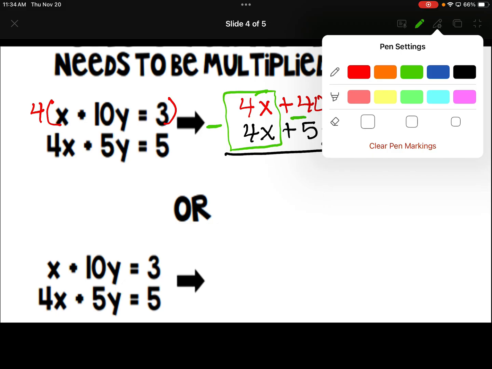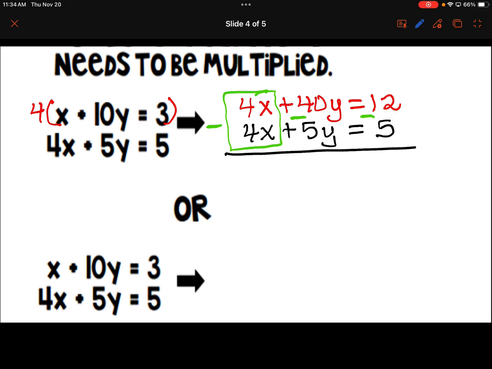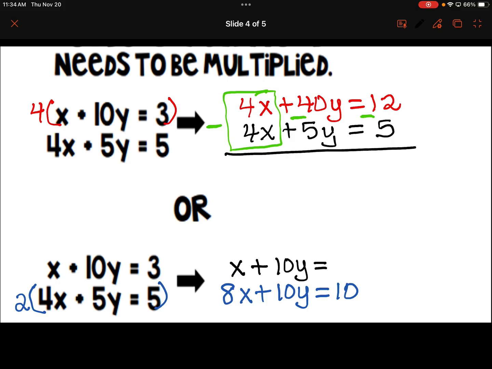Or option 2, I could say, hey, I don't want to multiply the first one and eliminate x. What if I were to multiply this second one by 2? Then I would have 8x plus 10y equals 10. I would leave my first equation, x plus 10y equals 3. And now I would say, oh, well, now I can make those eliminate because I could subtract, and now my y's would eliminate.